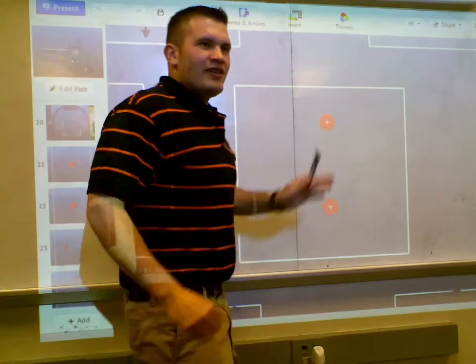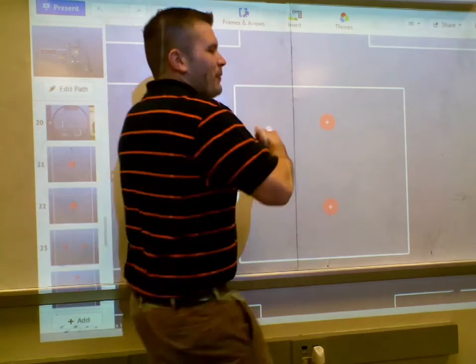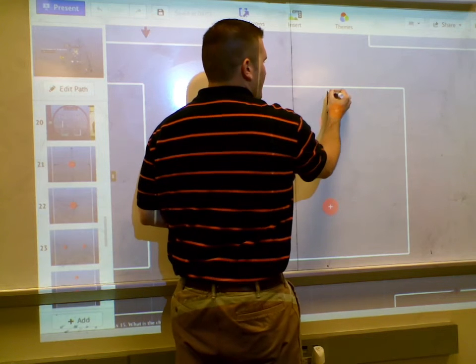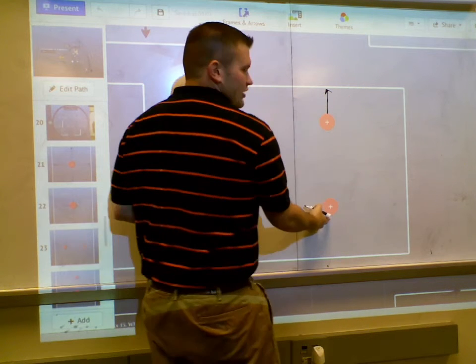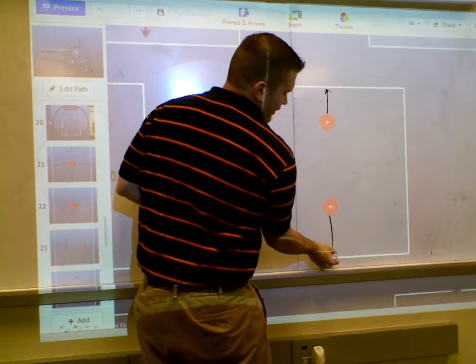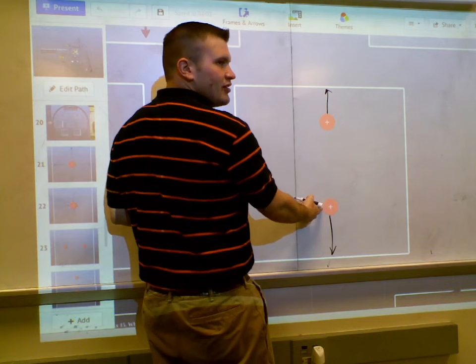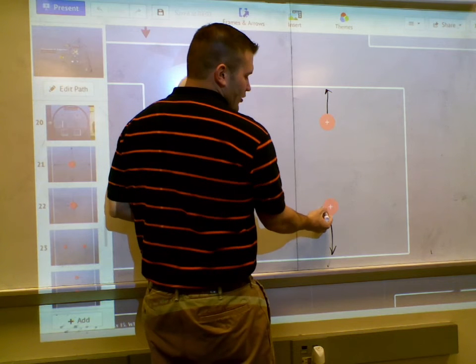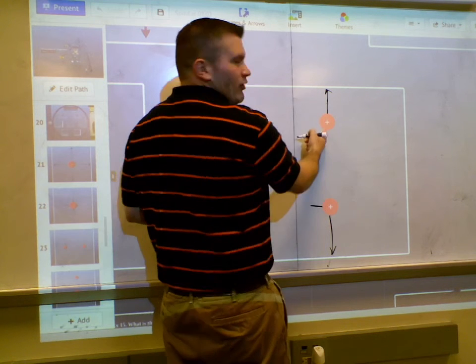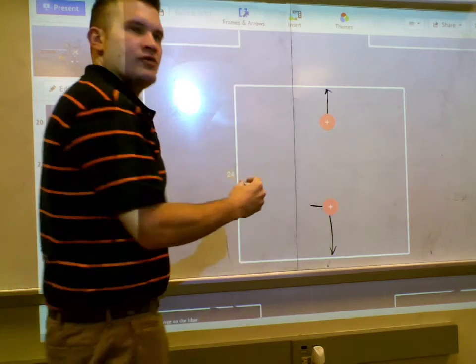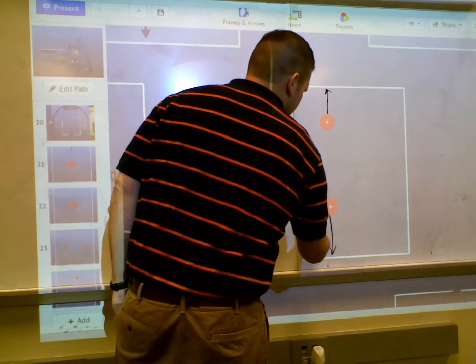Now, think about it this way. If I put a positive test charge right here, which way does it go? Upward. If I put a positive test charge right here, which way does it go? Downward. If I put a positive test charge right here, which way does it go? It'll go left, but won't that one push on a little bit too? So will it go straight left or will it curve? Curve. Like one of these things.